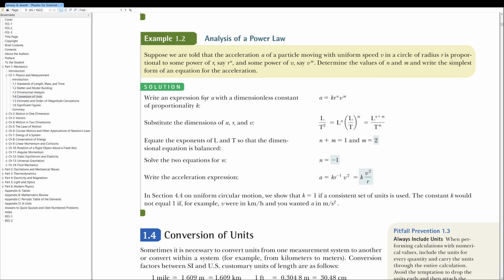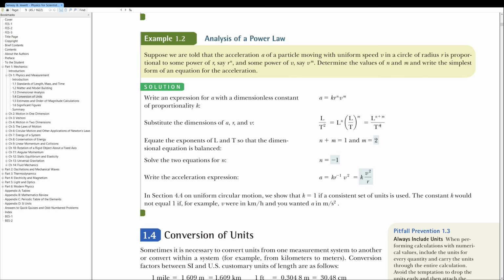So we're writing a proportionality expression for a with a dimensionless constant of proportionality k. So a is equal to k, that's just some constant, we don't know what it is, times r to the n, v to the m. Okay, so let's substitute in the dimensions. So a is L over T squared, and then we have r, which is a distance. The radius is a distance, right? So L to the n, and then v is length over time, so L over T to the m. And so we multiply that out, we get L to the n plus m over T to the m, right? Because when you multiply L to the n times L to the m, that's just the same as L to the n plus m. That's how exponents work.